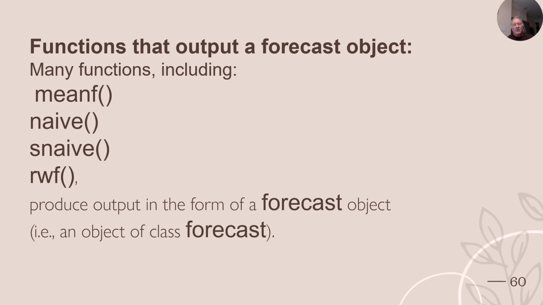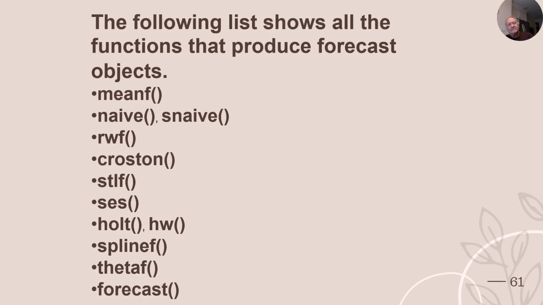Many functions, including meanf, naive, snaive, and rwf, produce outputs in the form of a forecast object, and the object is of the class forecast. The following list shows all of the functions that produce forecasts that are available to you. And we'll talk about many of these in the chapters to come.